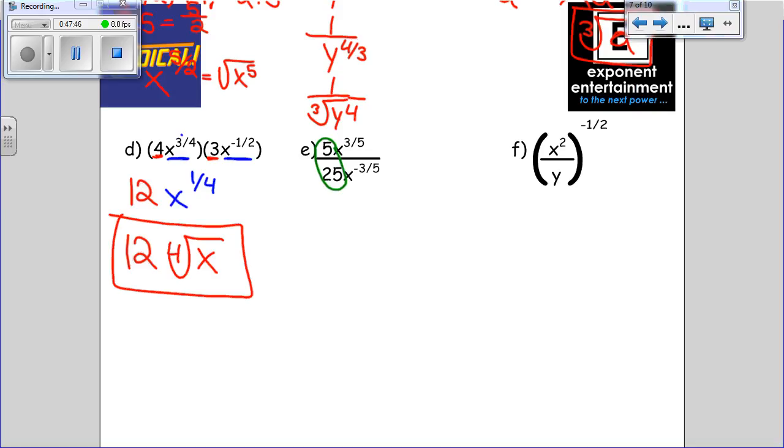So what do you call me with this? Math frac. Yeah. Just constantly turn those things back into fractions. Now, what am I going to do with my exponents on my x's? Subtract them because it's division. So you need to go 3 divided by 5 minus negative 3 divided by 5. And if you do that, you should get x to the power of 6 divided by 5.